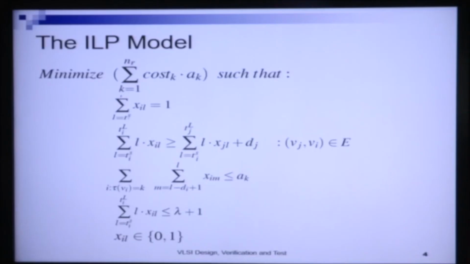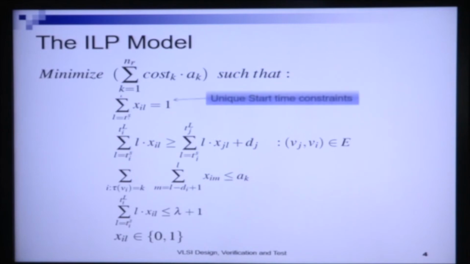So, the overall ILP formulation for the time constraint scheduling problem becomes: minimize the objective function such that the constraints that are specified hold. We will go through the constraints and brush them up very quickly. The objective function attempts to minimize the total area of the circuit such that the operations can be scheduled within the time constraint lambda.